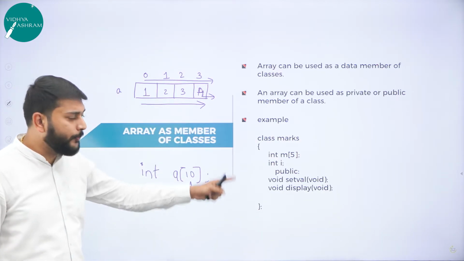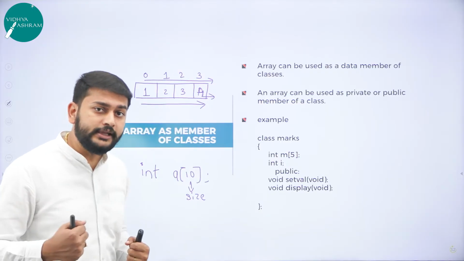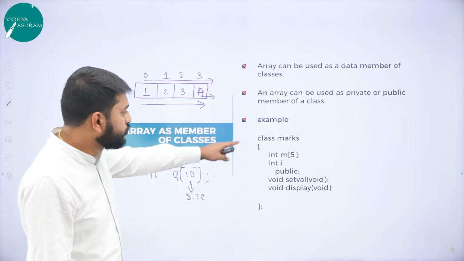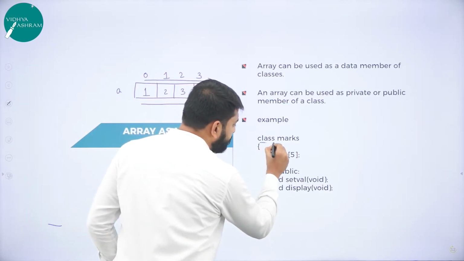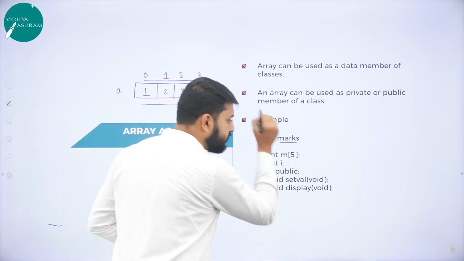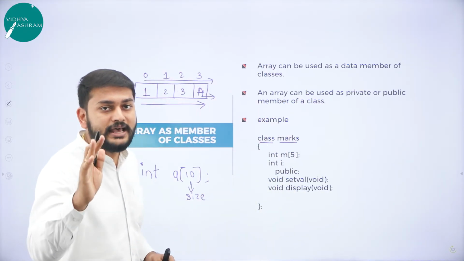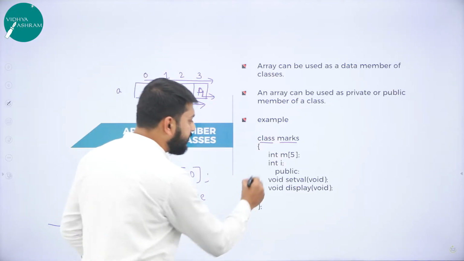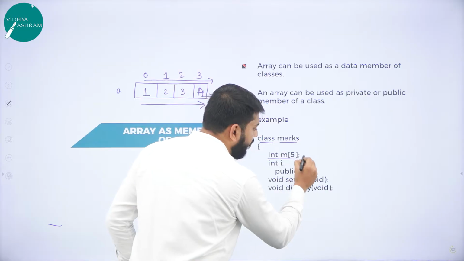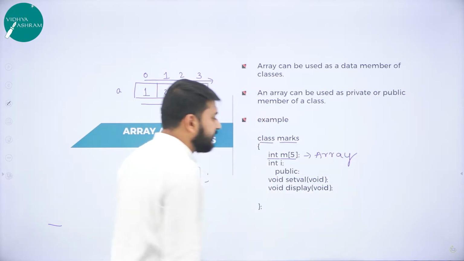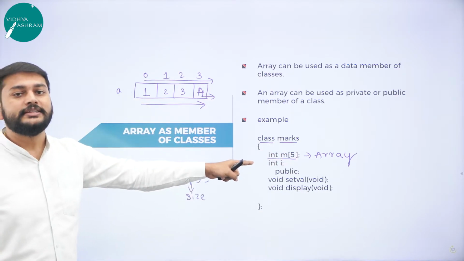Moving on to the topic now. So guys, how do I create the array as a data member inside the class? Very simple, you all know that. You should use the keyword class, and then the name of the class. What is the name of the class here? My class name is marks. Inside the class, I will write int m of 5. This is the array which I am going to create inside the class.